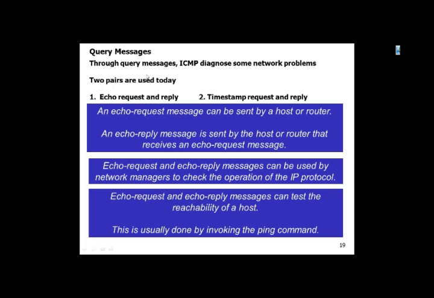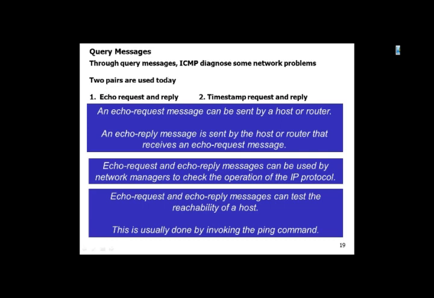Then we have query messages. So just to revise that, ICMP is used for two purposes. One is error reporting, that is to inform the sender that the packet is being discarded because of any error occurred during the transmission. The other purpose of ICMP is query messages. This is basically used to improve the kind of communication and also to help the routers and hosts to improve their routing tables.